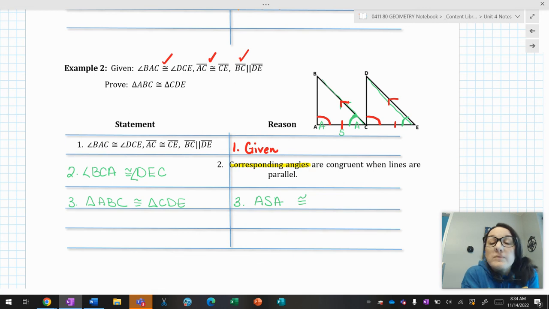So you have finished your notes on all the shortcuts. You actually have all the shortcuts you need for right now. And you are going to go into the lesson 5 homework in your homework packet and work on that.